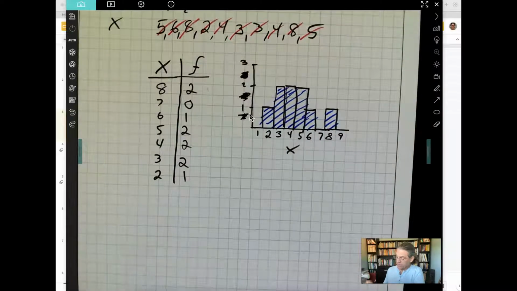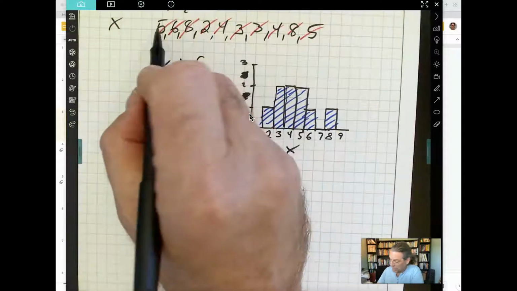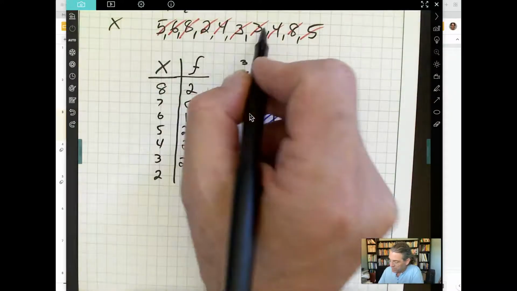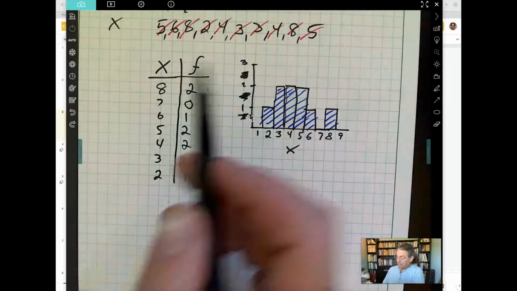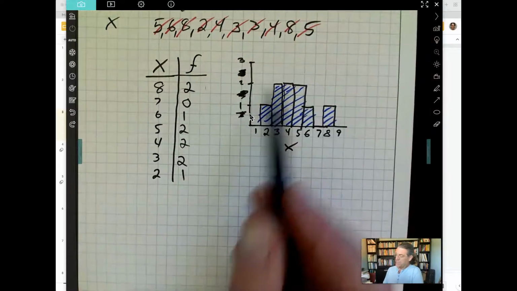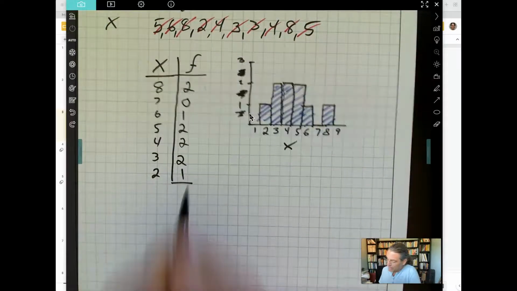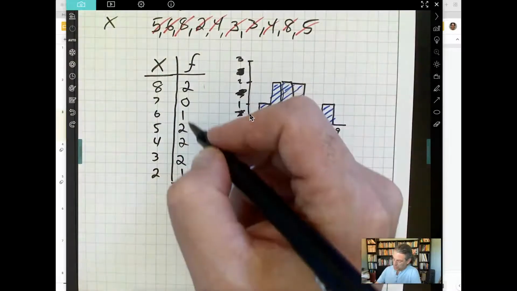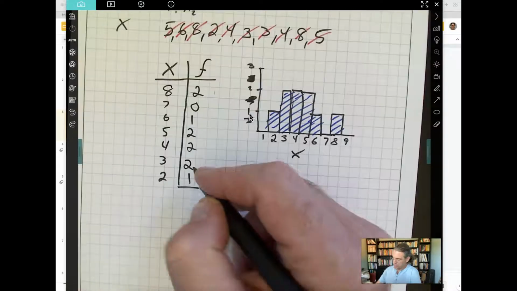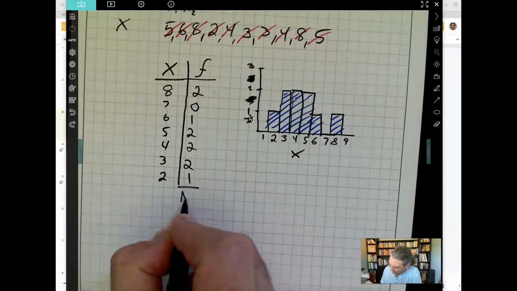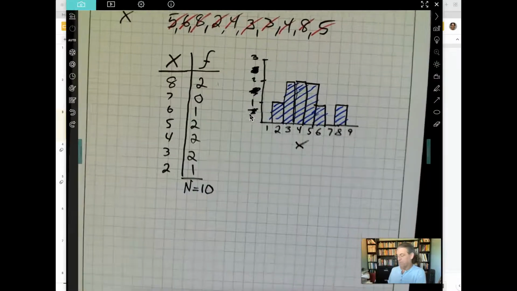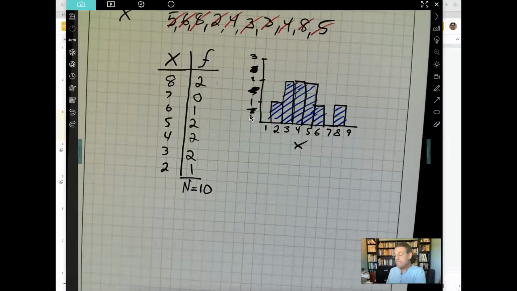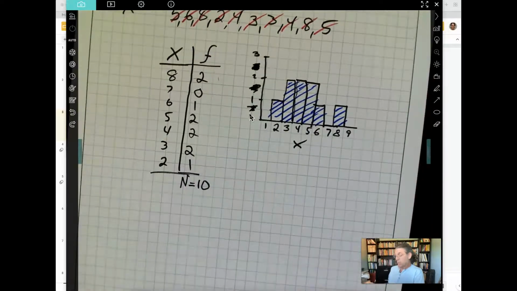So for instance, if I wanted to know the n, what's the total number of people, I could just count the raw scores, 1, 2, 3, 4, 5, 6, 7, 8, 9, 10. But if it's in a frequency table or it's in a graph, I can count the frequencies. So I'm going to add down this column. 2 plus 1 is 3, plus 2 is 5, plus 2 is 7, plus 2 is 9, plus 1 is 10. That's my n of 10. Okay, so that would be something I might ask.